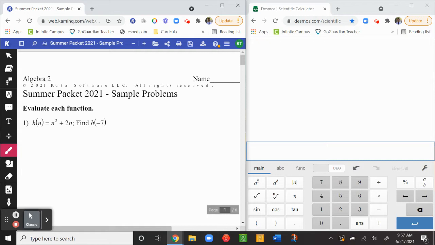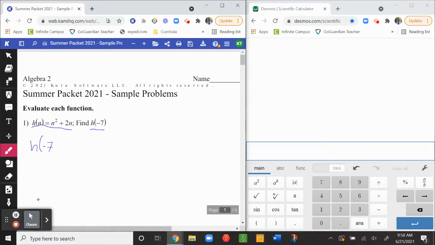Evaluate a function. In this problem, you're given a function rule like h of n equals n squared plus 2n, and you're asked to find the output of a given input. In this case, find h of negative 7. So what is this problem asking us to do? Well, it's asking us to take the h rule and see what happens when we put negative 7 into that rule. Let's see. H of n is n squared plus 2n.